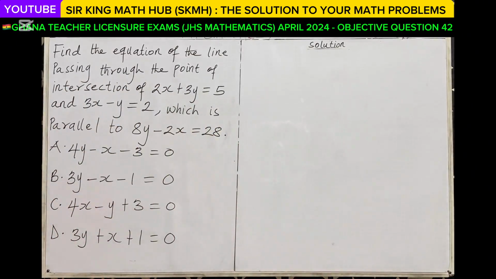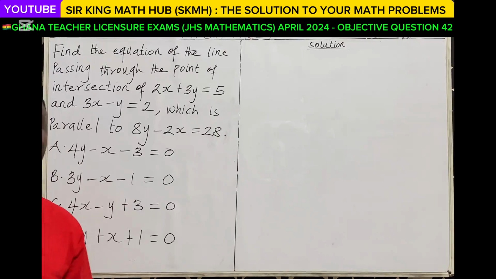This is Ghana Teacher Licensure Exams, JHS Mathematics, April 2024, Objective Question 42. We have to find the equation of the line passing through the point of intersection of two lines. The first line has the equation 2x plus 3y is equal to 5, and the second line has the equation 3x minus y is equal to 2. And again, this line is parallel to another line with the equation 8y minus 2x is equal to 28.